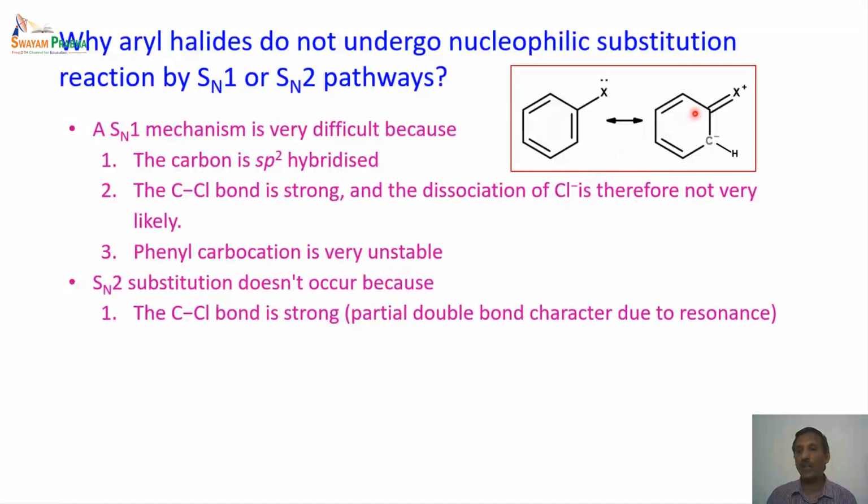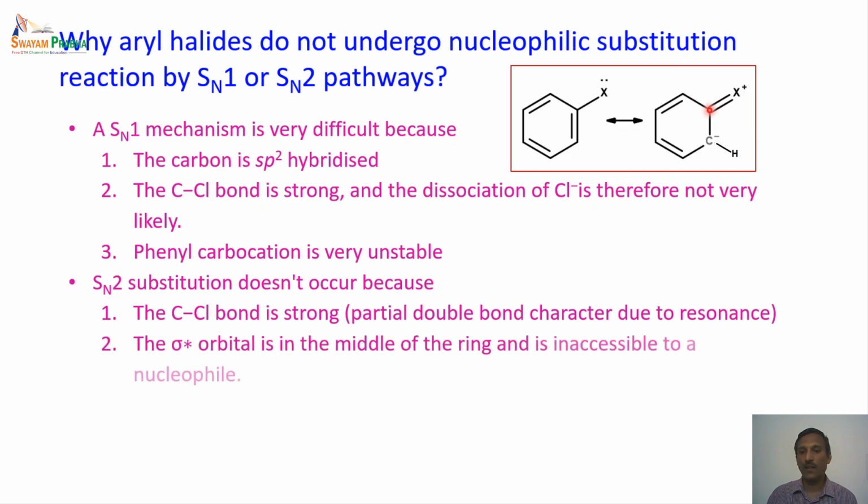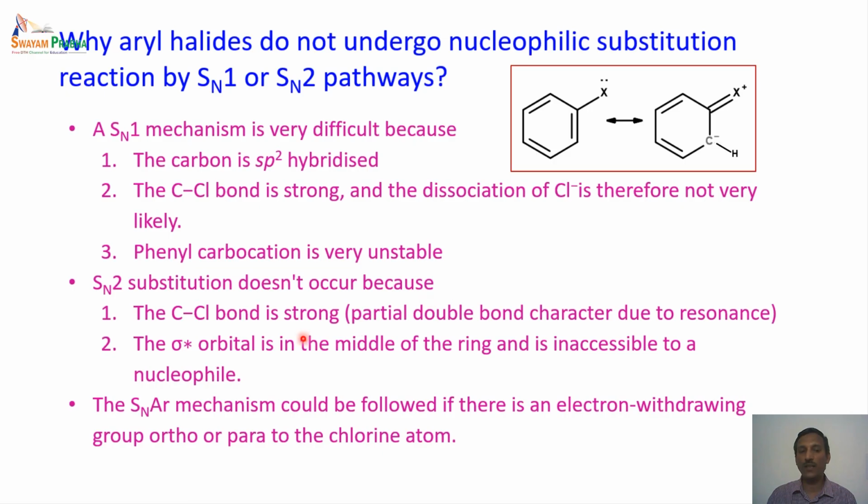A nucleophile cannot come and attack from the rear side to remove it, because this is a double bond and not a single bond. And because of the presence of sigma star orbitals in the middle of the ring, the nucleophile cannot come and attack. So the rear side attack is not at all possible in the case of aryl systems. The only thing possible is the SNAr mechanism, and as we had seen, nitrochlorobenzenes can undergo nucleophilic substitution efficiently compared to unsubstituted chlorobenzene. The presence of electron withdrawing groups, either ortho or para to the halogen atom, facilitates the SNAr mechanism. So these are all the reasons the SN1 or SN2 pathway is not possible for aryl halide nucleophilic substitution reactions.